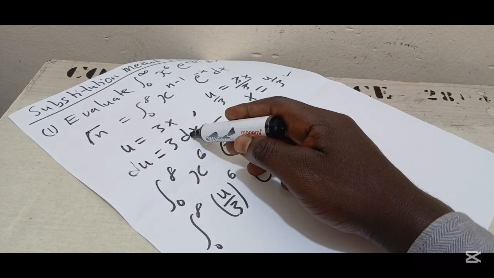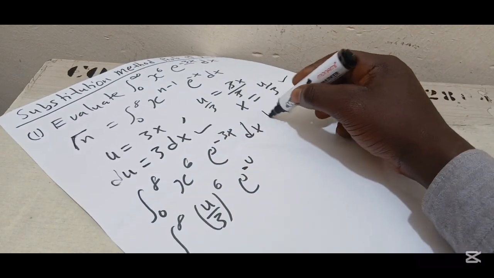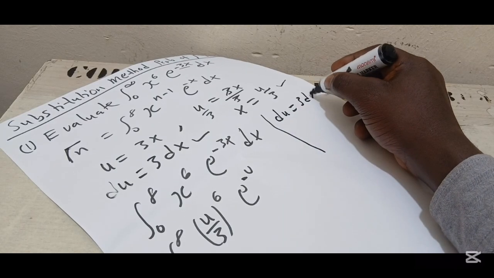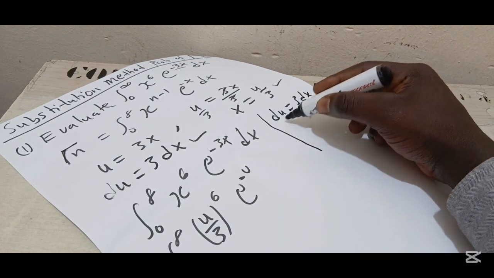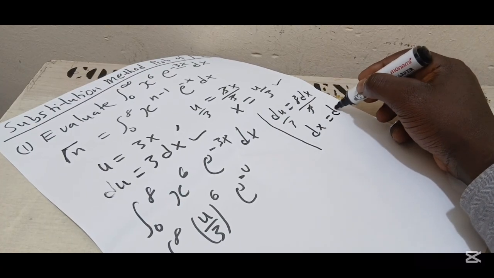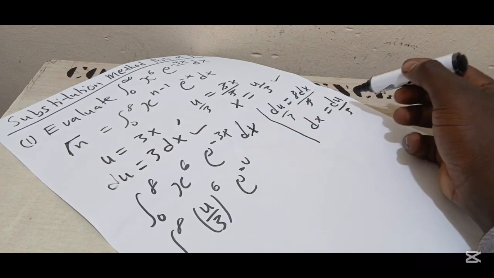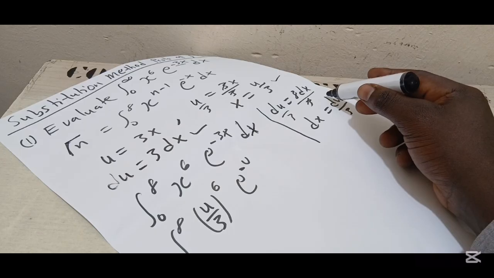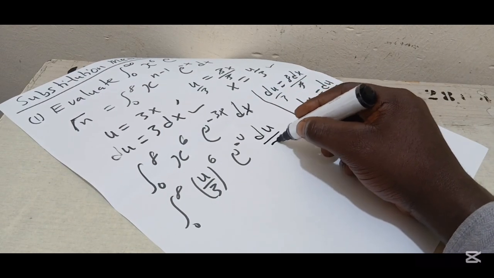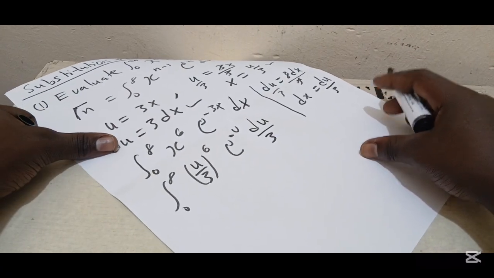And the dx here, we have to make dx the subject. So from du equal 3 dx, we just divide both sides by 3. So our dx is going to be du over 3. So this dx right here is going to be replaced by du over 3. So we have to simplify this further.